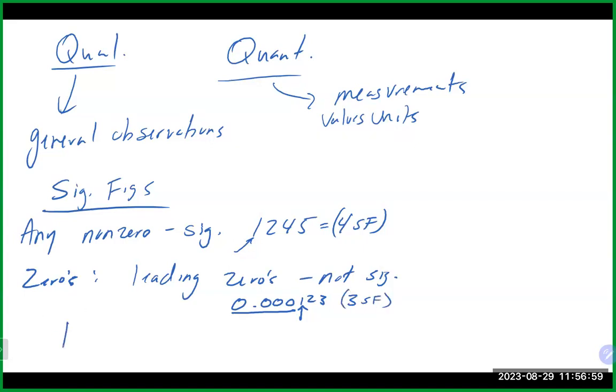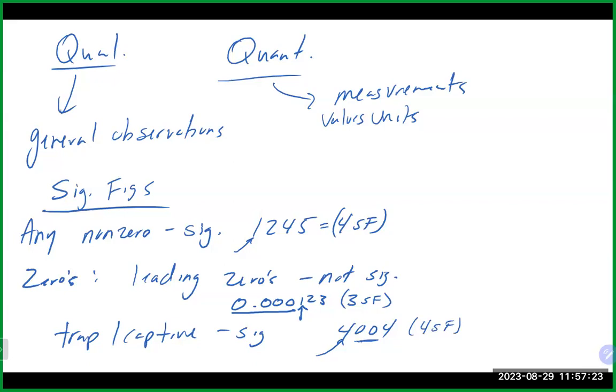There's also trap zeros, or captive zeros as they're sometimes referred to, and those are significant. So if you have something like 4004, we would start counting here as that's a non-zero. These zeros are trapped between 2 non-zero numbers, which means that this has 4 significant figures in this particular case.